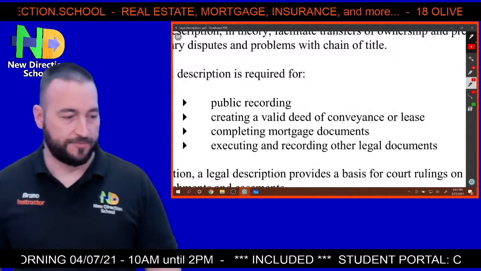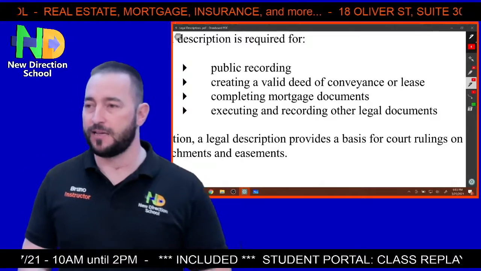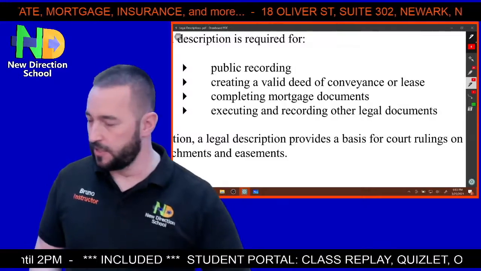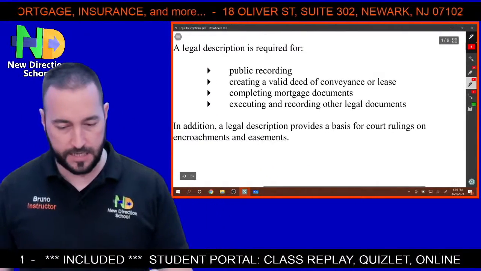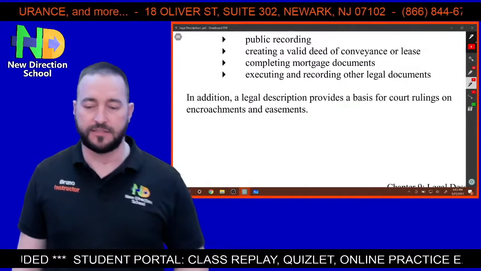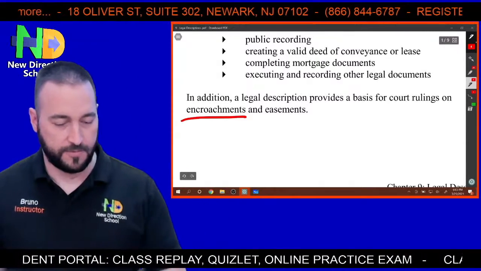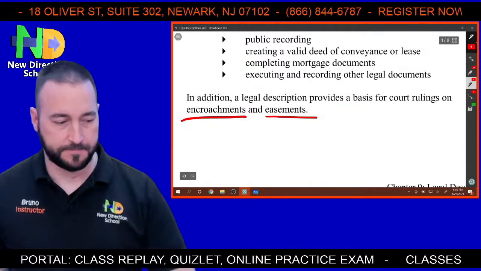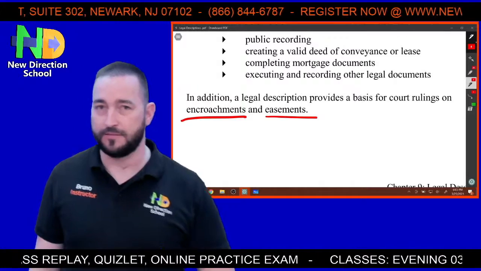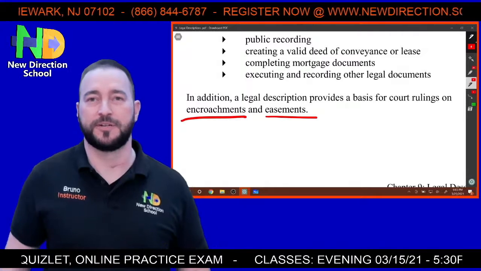It's needed for creating a valid deed of conveyance or lease, for completing mortgage documents, every mortgage must have an actual legal description, and for executing and recording other legal documents. In addition, a legal description provides a basis for court rulings on encroachments and easements. Encroachments, illegal extension onto somebody else's property. That's where you remove a fence and move it into somebody else's property about 1 foot or 2, right?